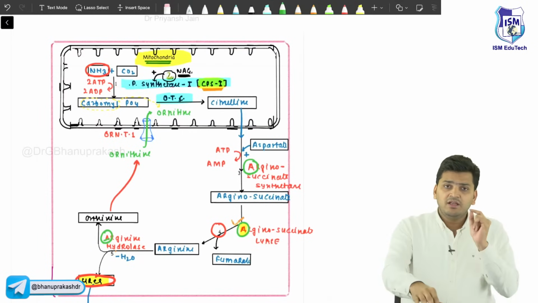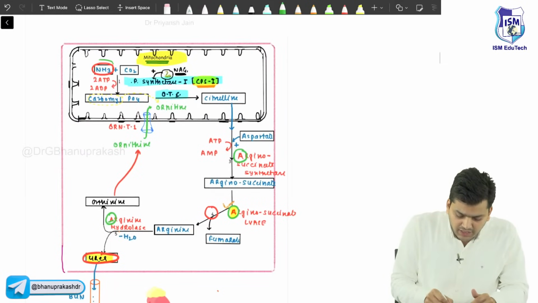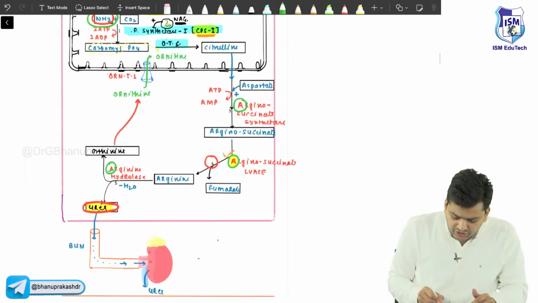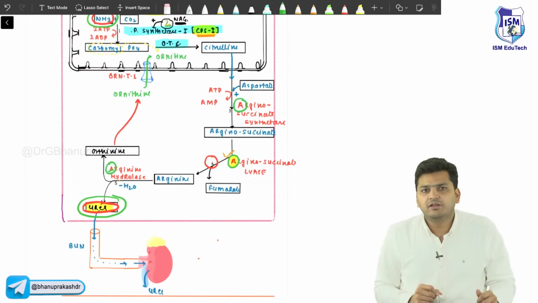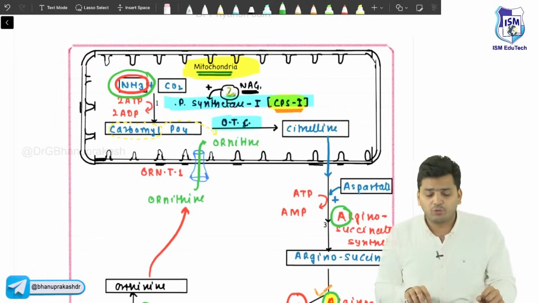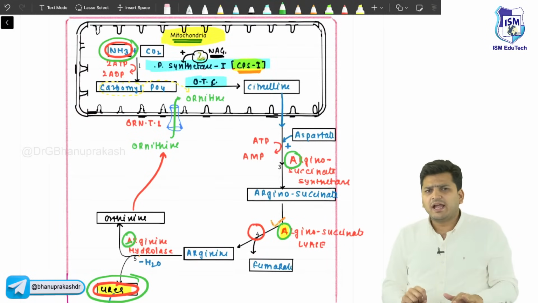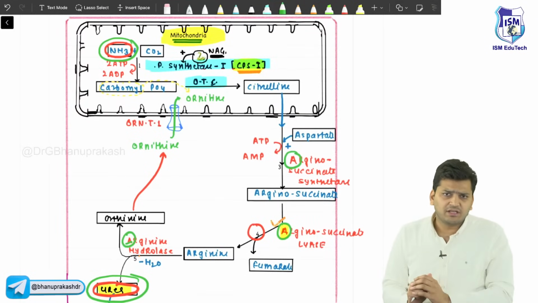What is the task? Whenever we start any pathway, the task has to be clear. We are going to start with the ammonia and we want to reach all the way to urea. This is the task. We will start from ammonia, we go to urea. The first 2 reactions are in the mitochondria. I will directly come to the point that there are total 5 enzymes.